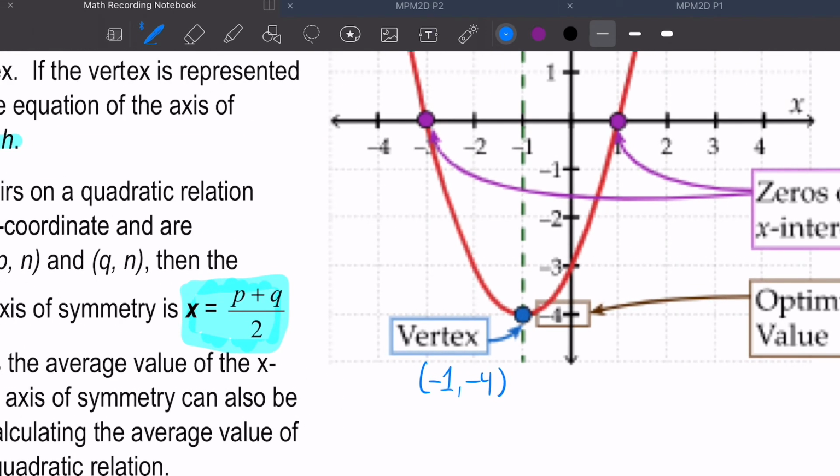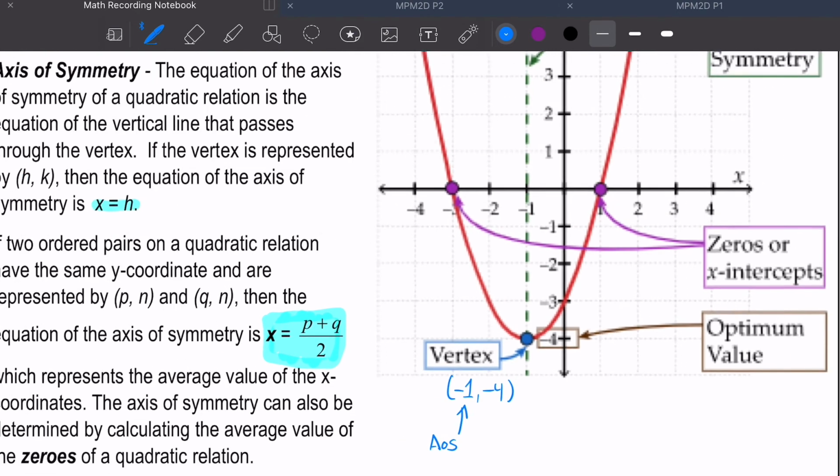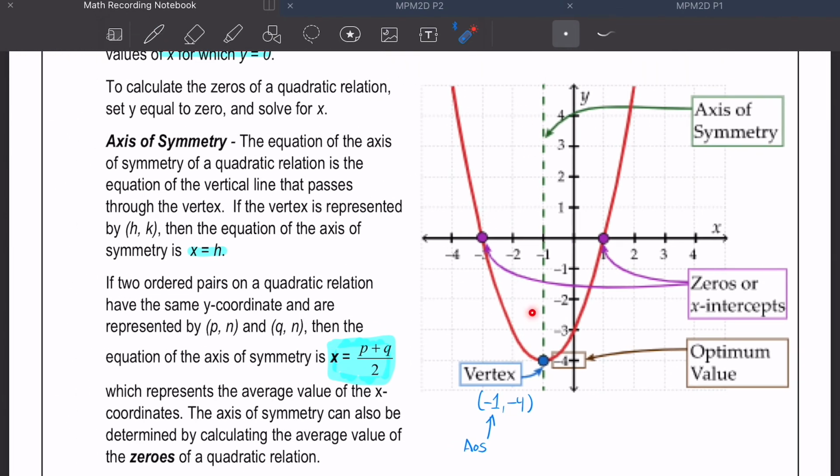So from that, the x value of our vertex is our axis of symmetry, our AOS. The axis of symmetry right now is this green line. So we can already create our equation. Remember, x equals h, and our h here is the x value of the vertex. So x equals -1. That's our axis of symmetry. Our optimum value is the y value of our vertex, sorry, not our axis of symmetry, of our vertex. And that is also known as our optimal value.